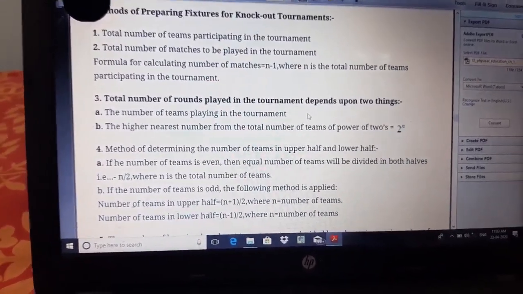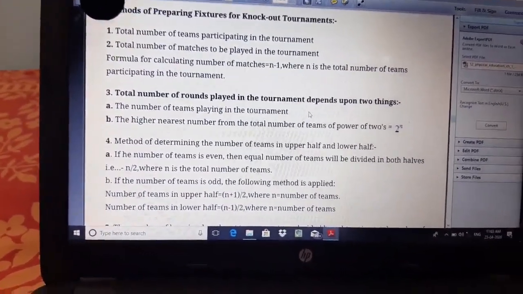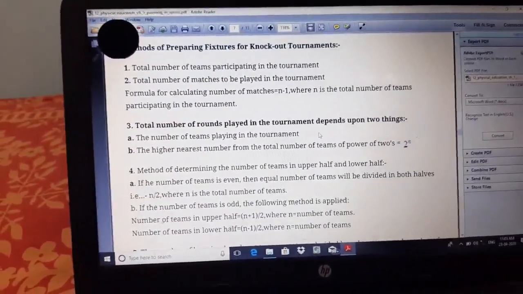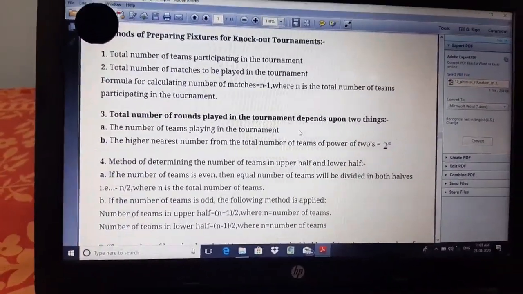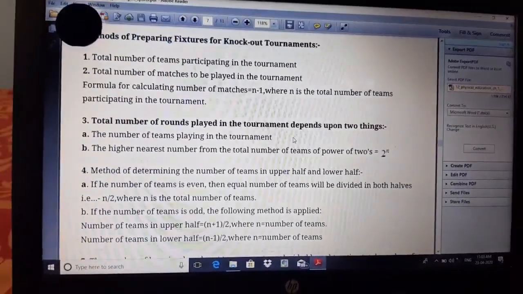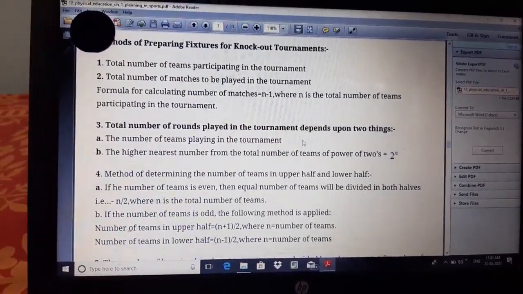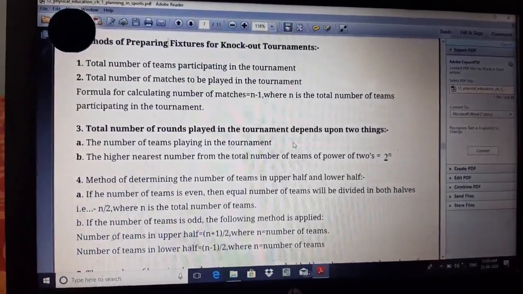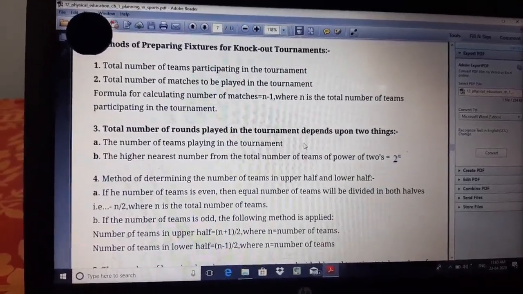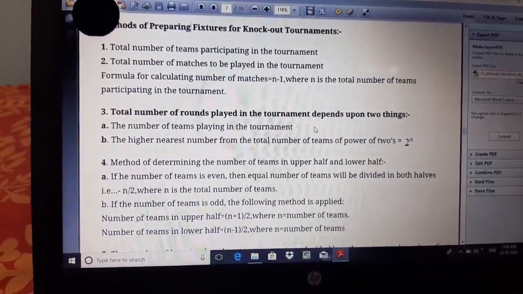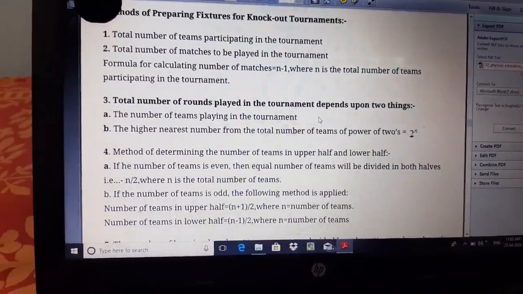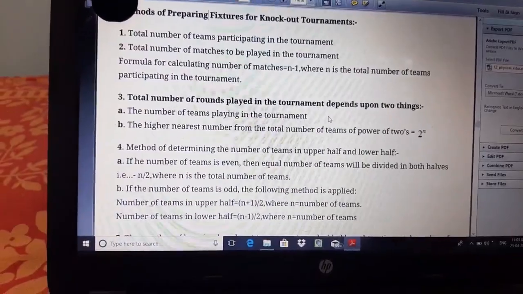So just write down, for example, the first one is total number of teams, which you can denote by n. We use the alphabet n for the total number of teams. Wherever n is there, that means the total number of teams will come over there. For example, if the total number of teams is 11, wherever n is written, that means we have to write down 11 over there. Simple as that.